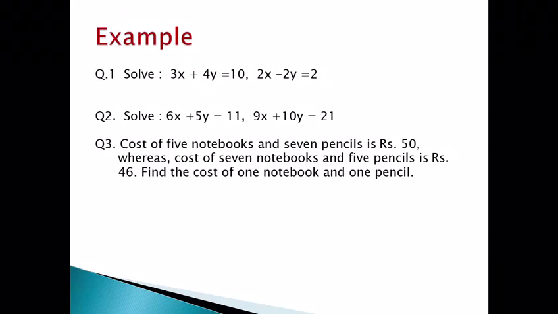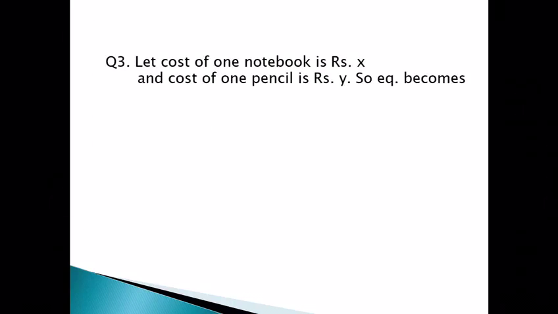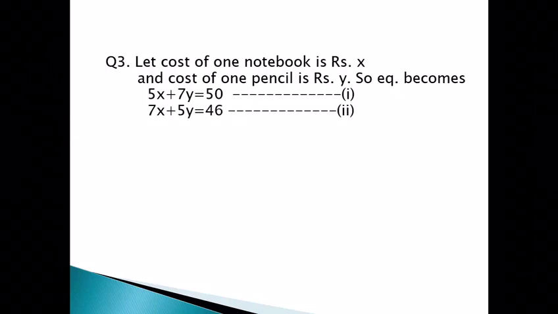Cost of 5 notebooks and 7 pencils is rupees 50, whereas cost of 7 notebooks and 5 pencils is rupees 46. Find the cost of 1 notebook and 1 pencil. To solve the problem, first of all we have to take the variables x and y. Let the cost of 1 notebook be rupees x and the cost of 1 pencil be rupees y. So our equations become 5x plus 7y equal to 50 and the second one 7x plus 5y equal to 46.